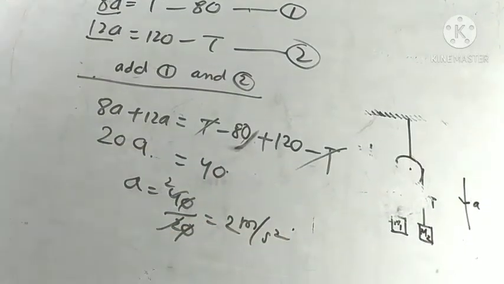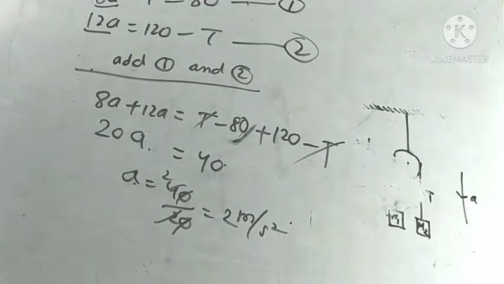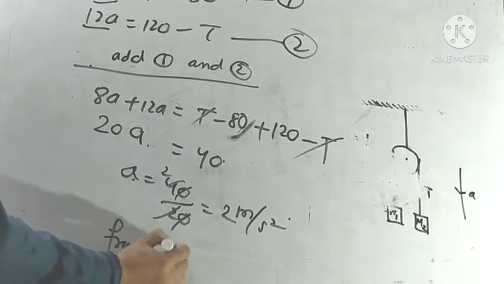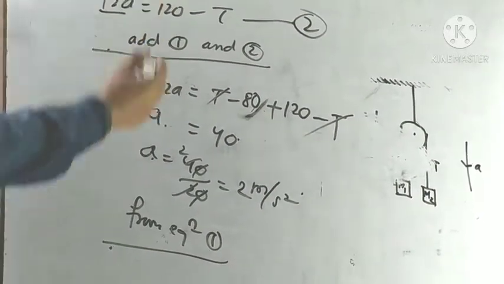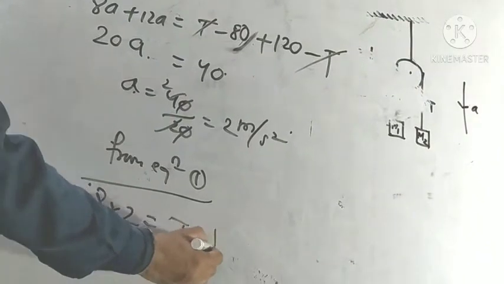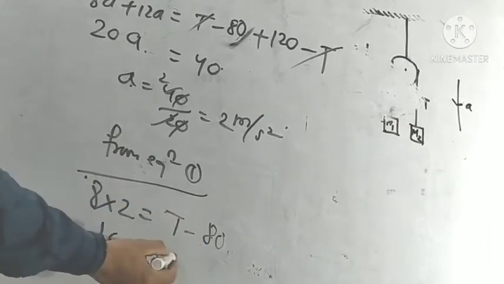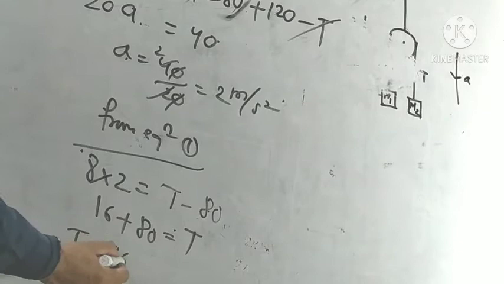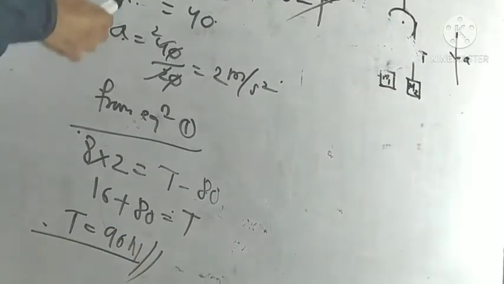Acceleration is equal to 2 meter per second square, and now we put the value of this acceleration in equation number 1. So 8 into 2 is equal to T minus 80. 16 plus 80, 80 comes to the left hand side, and finally T is equal to 96 Newton. This is the final value of tension T, and acceleration is 2 meter per second square.